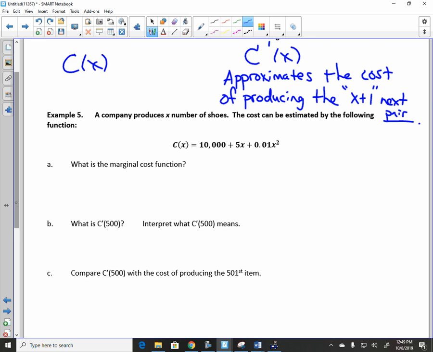A company produces x number of shoes. The cost can be estimated by the following function: cost is equal to 10,000 plus 5x plus 0.01x squared. What is the marginal cost function? How do I determine the marginal cost function? I take the derivative. C prime of x is equal to 5 plus 0.02x. That was pretty easy, wasn't it?